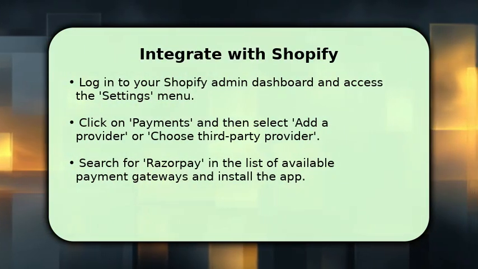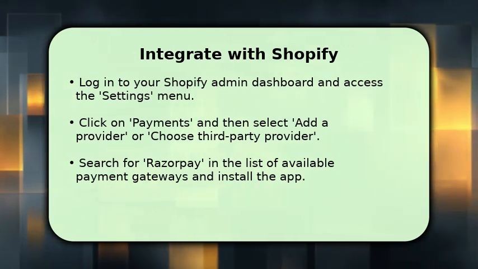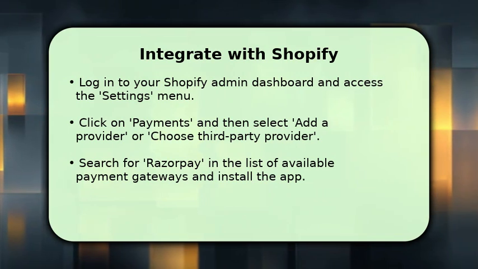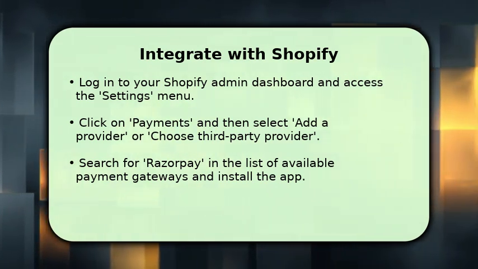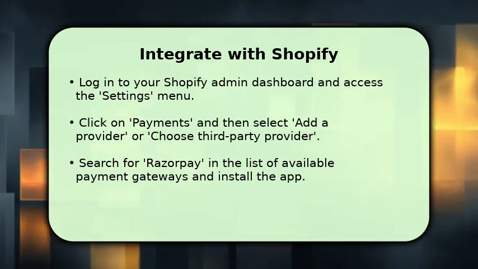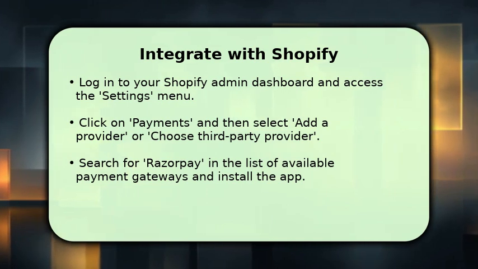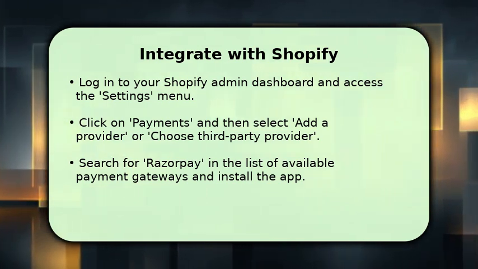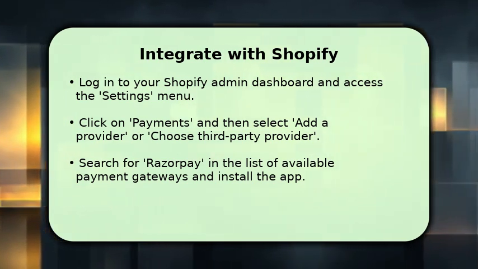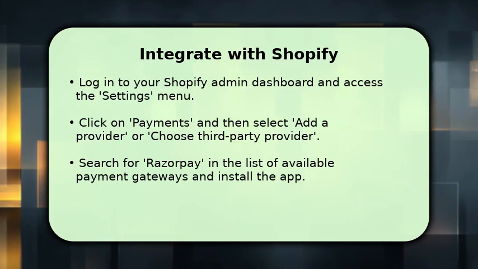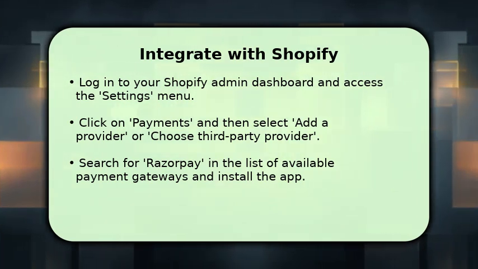Now, let's integrate Razorpay with your Shopify store. Log into your Shopify admin dashboard. On the left-hand side, click Settings, then select Payments. Look for the option to add a provider or choose third-party provider. In the search bar, type Razorpay and select it from the results. You may need to install the Razorpay app. Once prompted, paste the API key ID and API key secret you obtained from your Razorpay dashboard into the respective fields and activate the gateway.